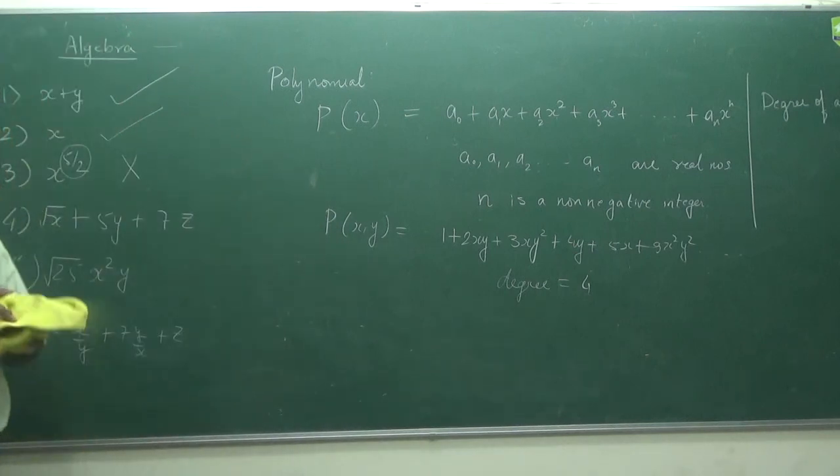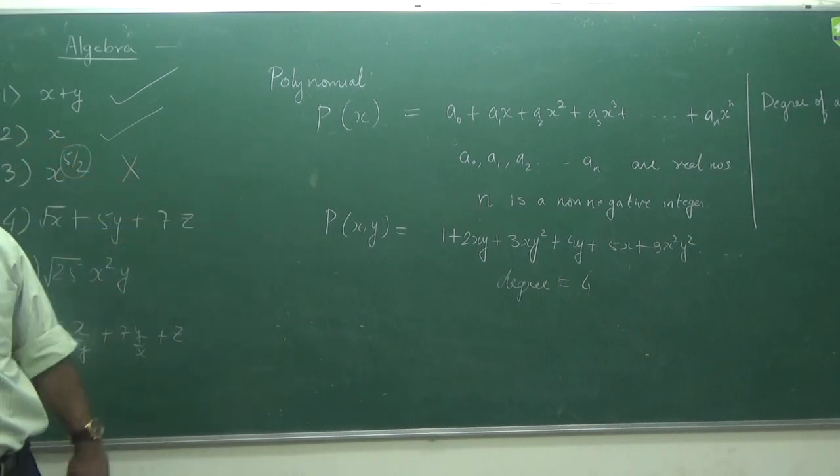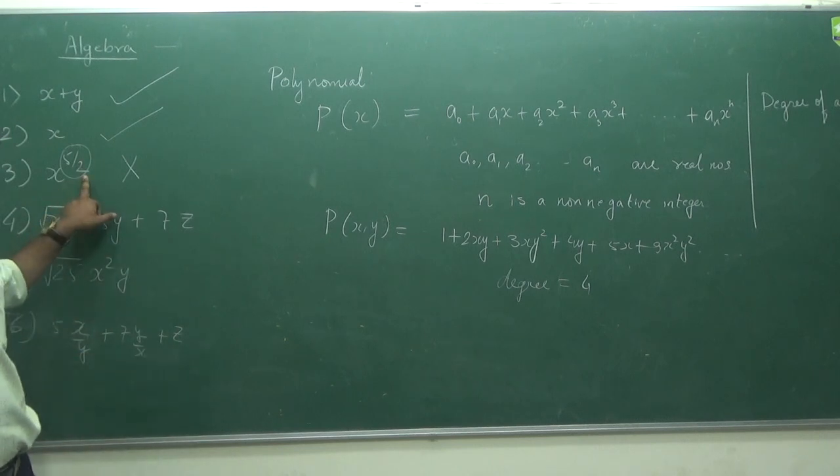Now tell me, is it a polynomial? Why? Because it is? Why is it not a polynomial? Because here it is not an integer. Is it an integer? The power must be a non-negative integer. But what is this? 5 by 2, integer or not integer? Not integer. Right? It's a rational number.